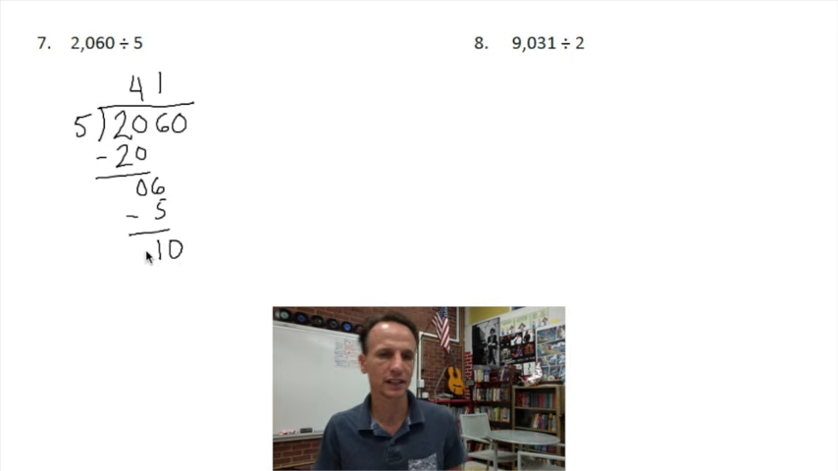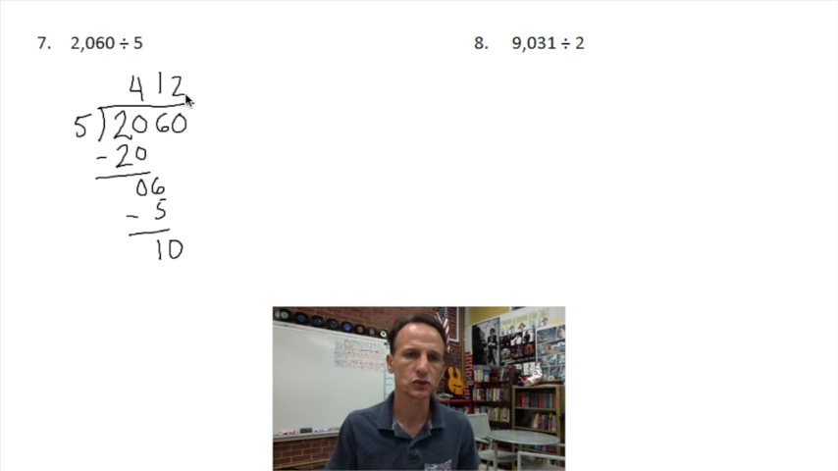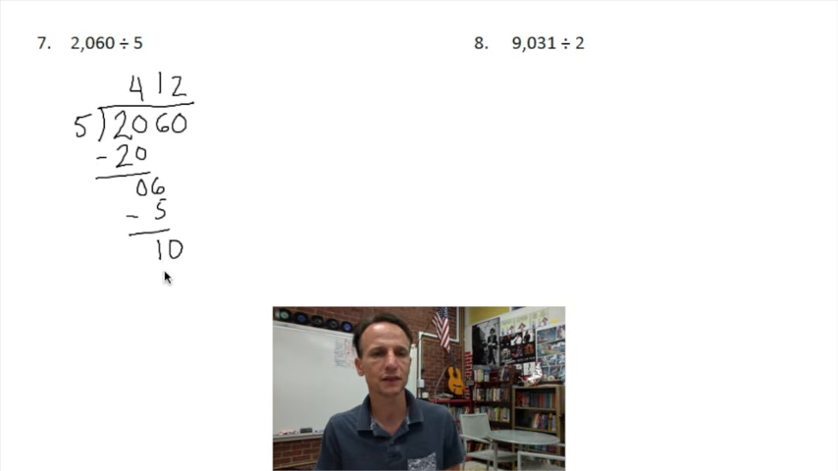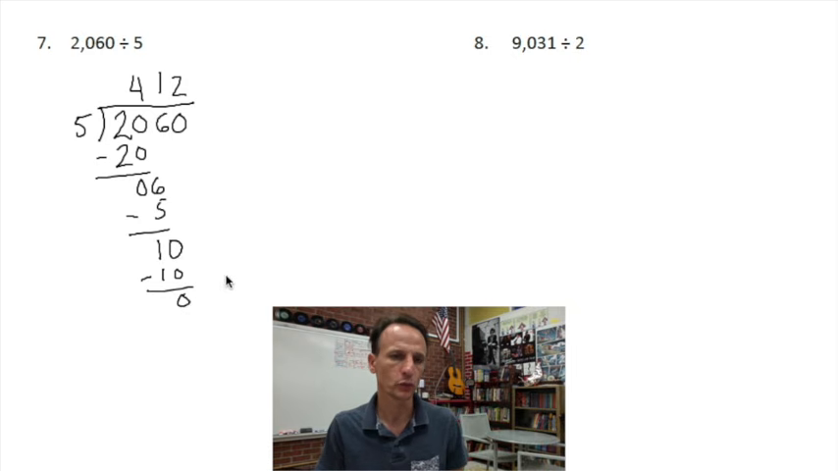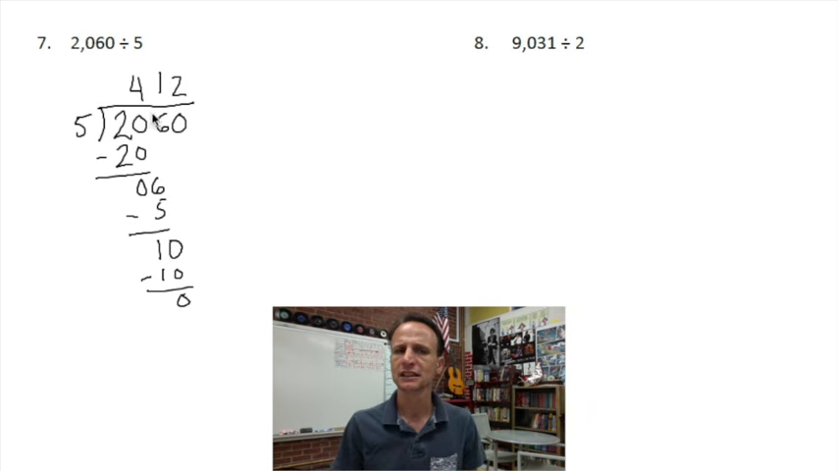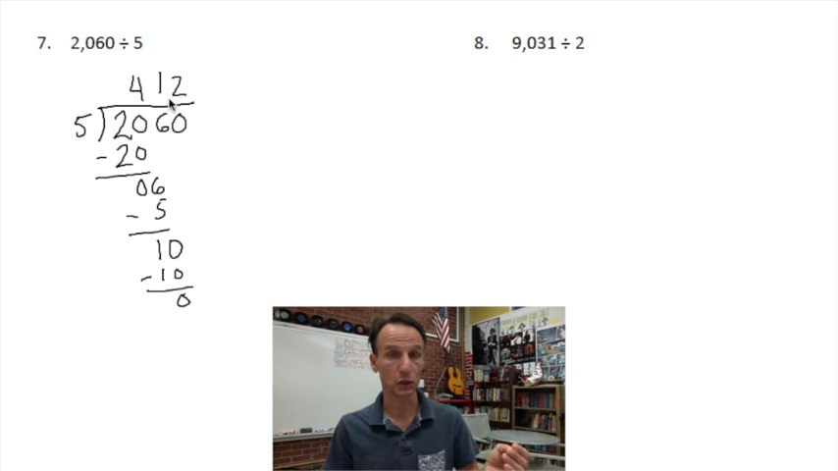We treat 0 like any other number. So how many 5s in 10? Well, there are 2, of course, because 2 times 5 is 10. Subtract, we're left with 0. As we predicted, we have no remainder. So we see here in this case, having zeros in the dividend doesn't mean we're going to have zeros in the quotient. All right, you see that there's kind of a difference there.